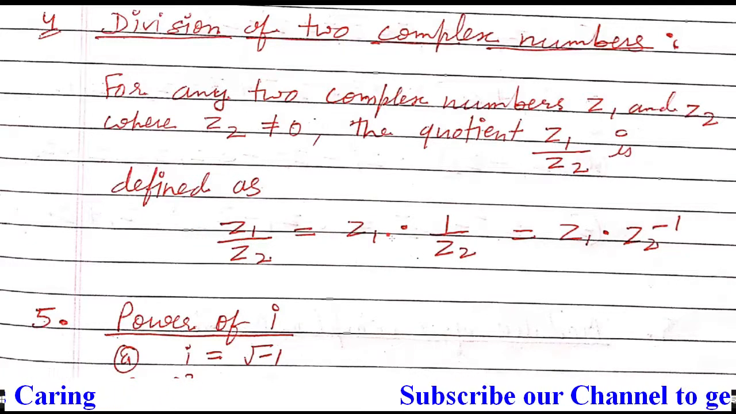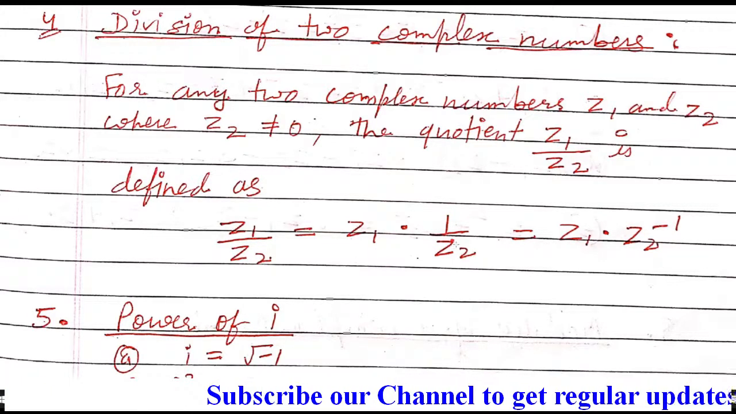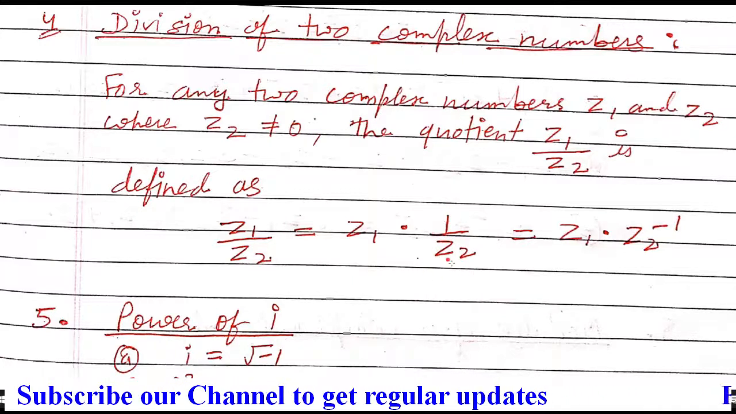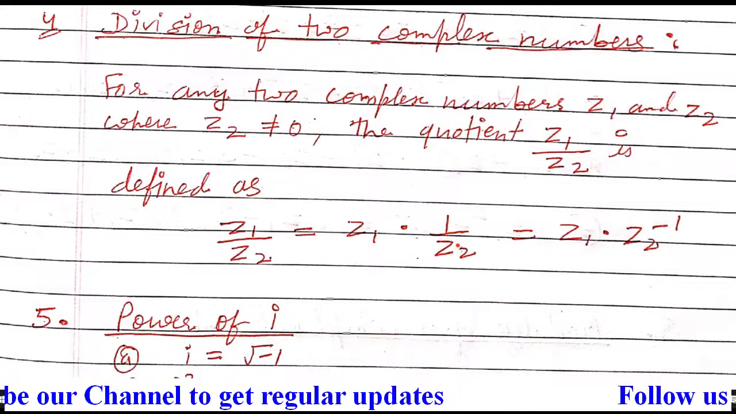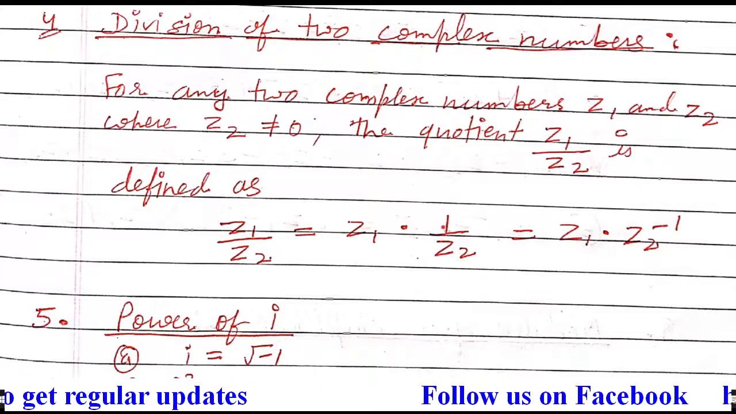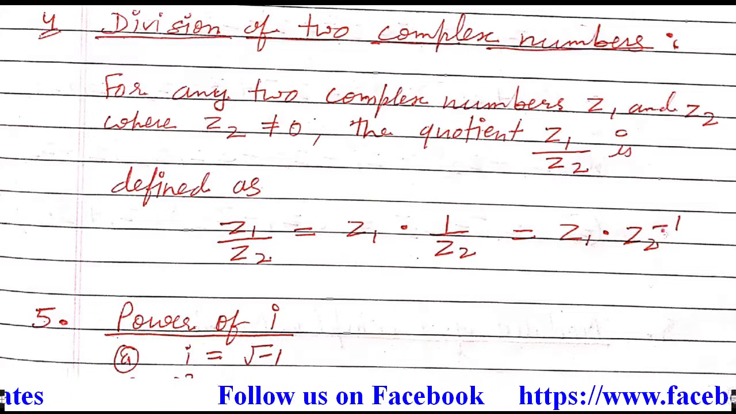So Z1 multiplied by 1 upon Z2. So here they are in division and here I converted them into the product. Now this 1 upon Z2, so 1 upon Z2 is what? It's the multiplicative inverse of Z2. So write it in the form of inverse, that is Z1 multiplied by Z2 inverse.